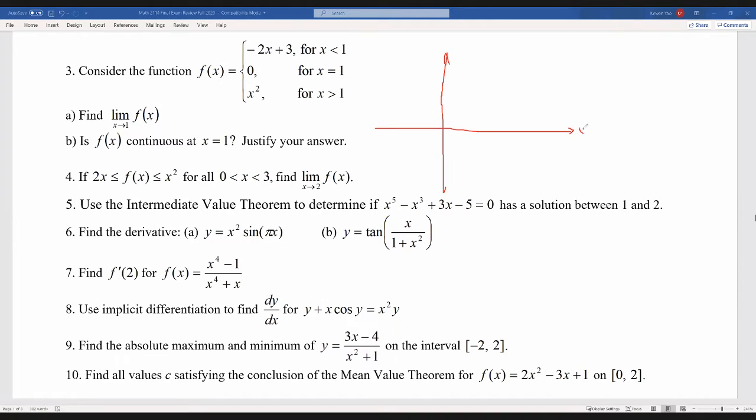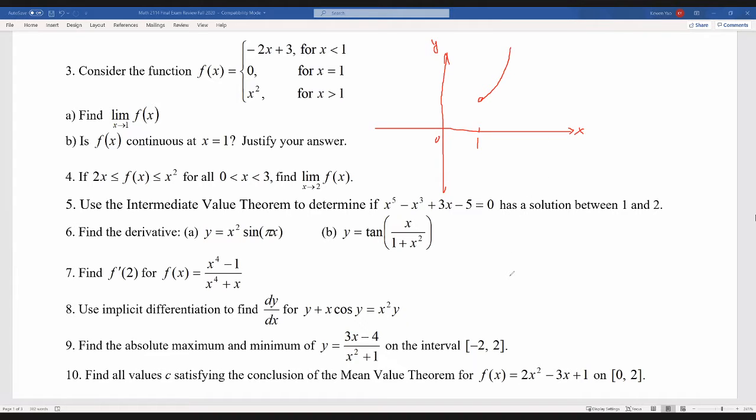X, Y, and origin. Alright, so origin. Now you have 1. Now this is 1. 1 is a turning point, right? X larger than 1 is x squared. At x squared, the picture is 1, but 1 is not inside, right? Small circle, okay, small circle.